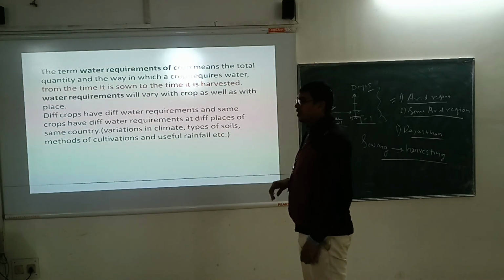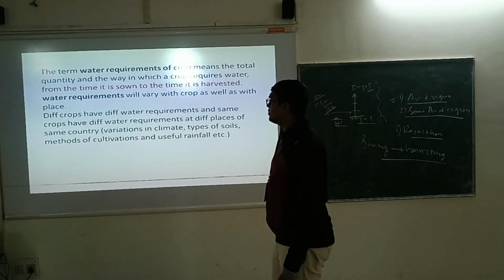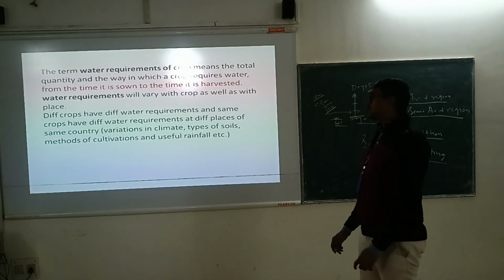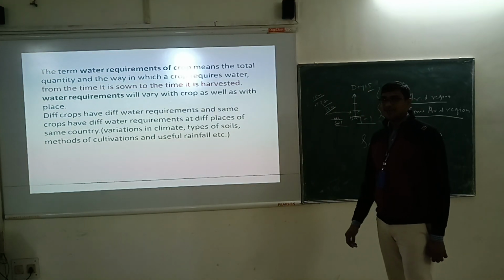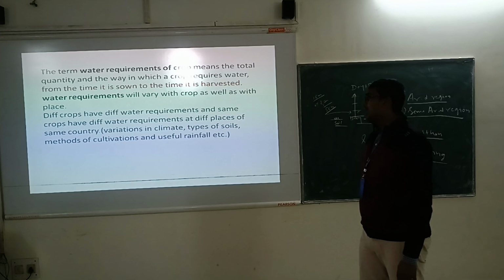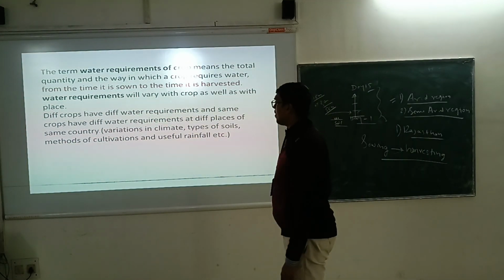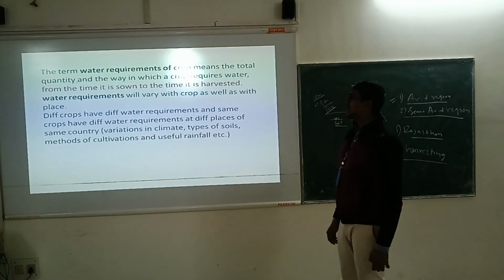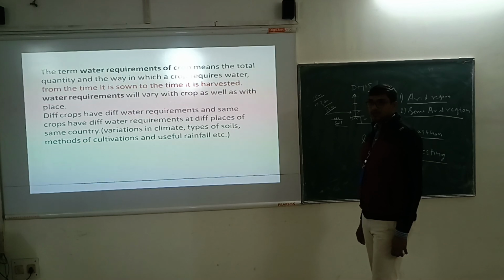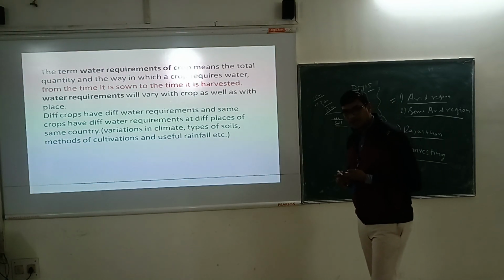So that was also discussed: different crops have different water requirements, and the same crops have different water requirements at different places of the same country. If the crops are different, their water requirement is also different.